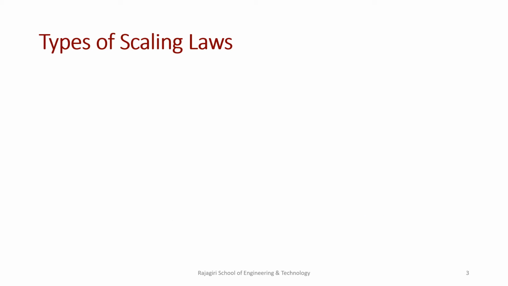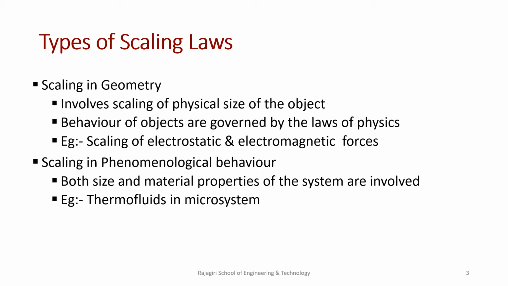There are generally two types of scaling laws that are applicable to the design of microsystems. The first type of scaling law is strictly dependent on the size of the physical objects, such as the scaling of geometry. While scaling in geometry, the behavior of objects is governed by the laws of physics. For example, scaling of electrostatic and electromagnetic forces.